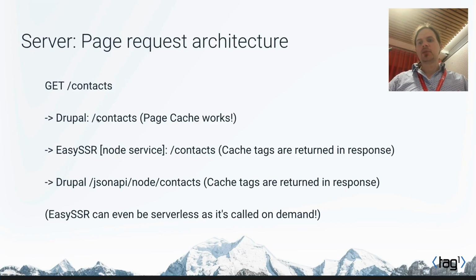Because the general way the page request architecture now works is the following. We're getting the context from Drupal, and the page cache works like normally. Drupal is then connecting to EasySSR, a Node service, which is server-side rendering this context page. And then the server-side rendering service is again calling Drupal with the JSON API, etc.